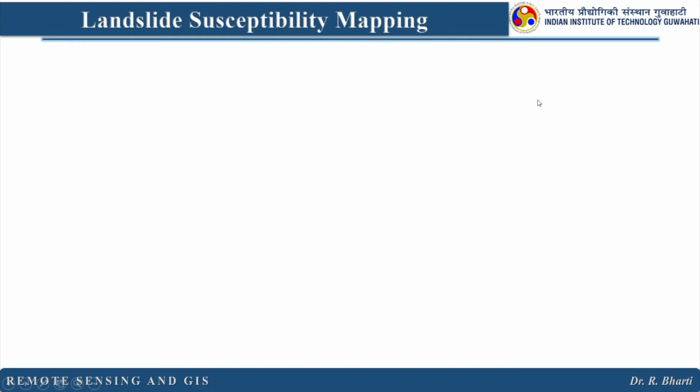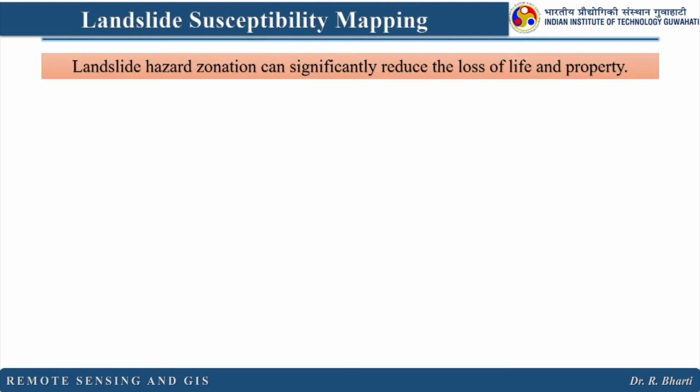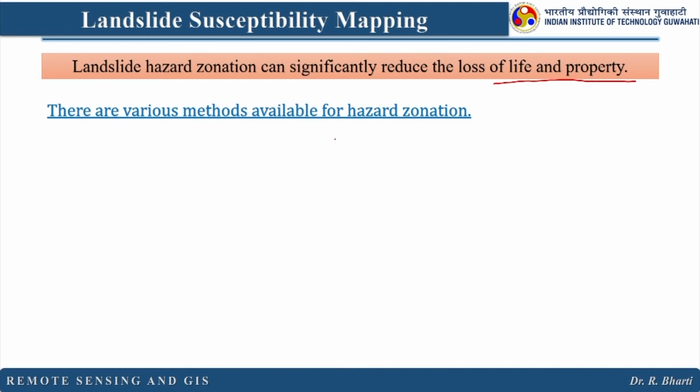Now let us see one component of this early warning system, that is the landslide hazard monitoring, right? Or where it has occurred or where it is likely to occur, right? And what are the areas which are more prone to such natural hazards. So landslide hazard zonation can significantly reduce the loss of life and property. There are various methods available for hazard zonation. So you can use any one of them or all of them to evaluate the accuracy of your output, right?